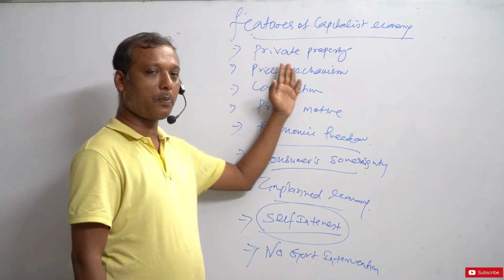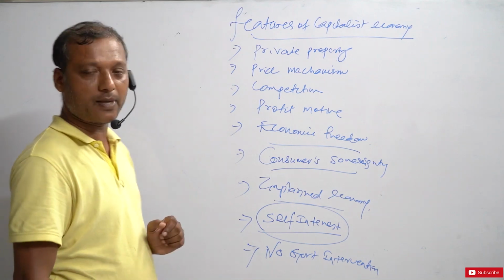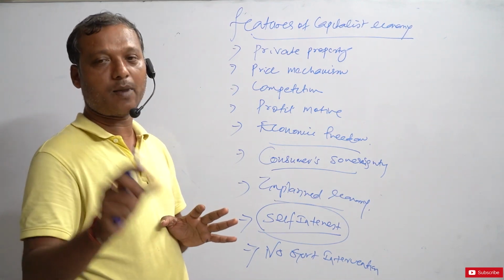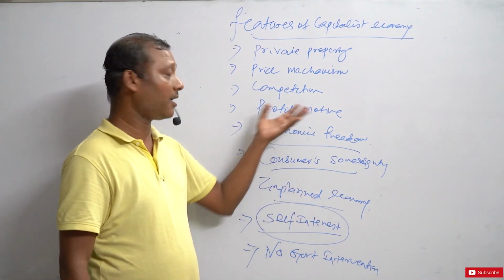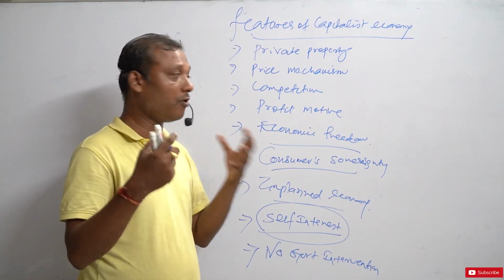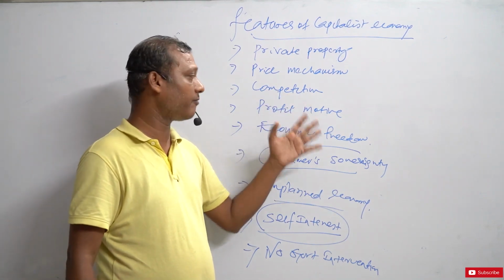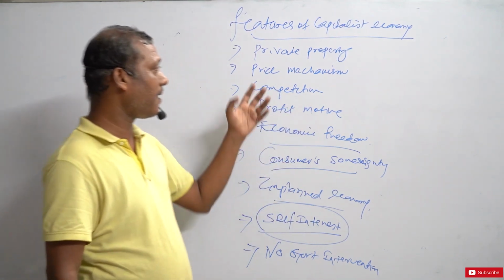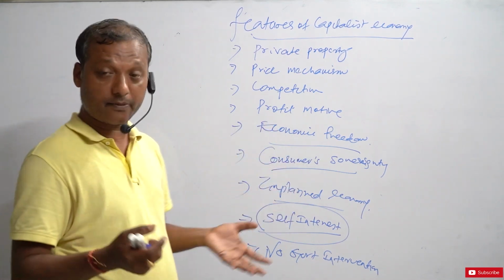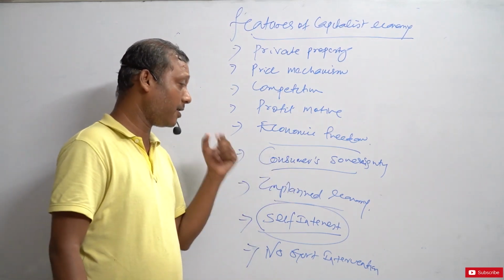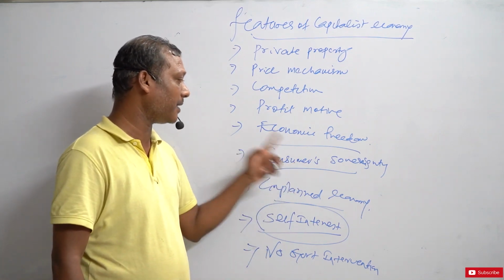We have discussed private property. Resources are owned by private individuals, with no role for the government. We discussed the price mechanism. Price will be fixed by market demand and supply conditions. We discussed competition. In a capitalist economy, entrepreneurs compete among themselves to offer a better quality product at a reasonable price. Profit motive is the central motive. It is the key purpose of the private entrepreneurs. We allow economic freedom to both consumers and producers. And we have also discussed consumer sovereignty, where consumers' importance is given priority in a capitalist economy.